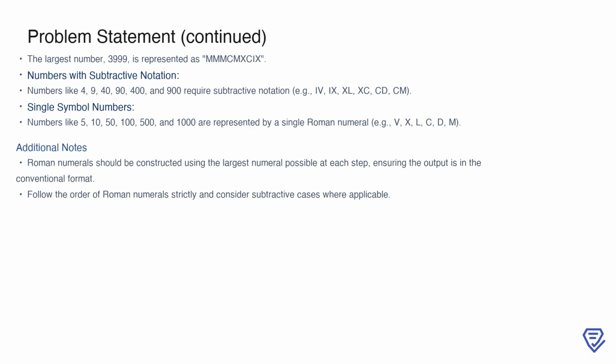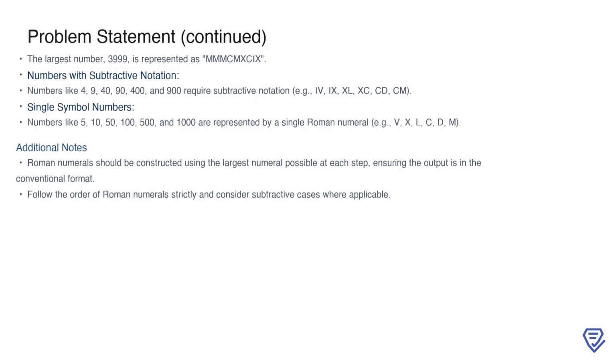Some edge cases to consider include the smallest input, 1, which is represented as I, and the largest input, 3999, which is written as MMMCMXCIX. Numbers that require subtractive notation, such as 4, 9, 40, 90, 400, and 900, must be handled carefully. For instance, 4 is represented as IV and 900 as CM. On the other hand, numbers that correspond to a single symbol, such as 5, 10, 50, 100, 500, and 1000, have direct Roman numeral equivalents like V, X, L, C, D, and M.